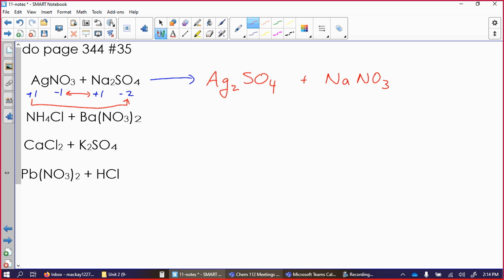So now I'm going to balance it. Now I would probably start with silver or sodium. I see 2 sodiums here, so I need 2 sodiums there. That gives me 2 nitrates, which means I need to have 2 nitrates on that side, which puts the 2 there. 2 silver, everything is good.